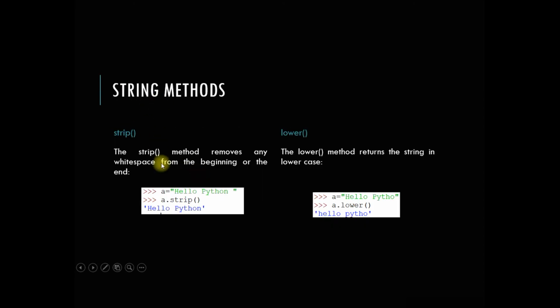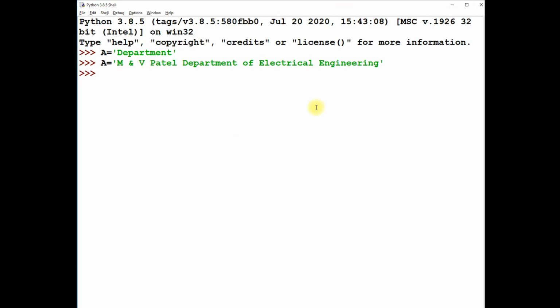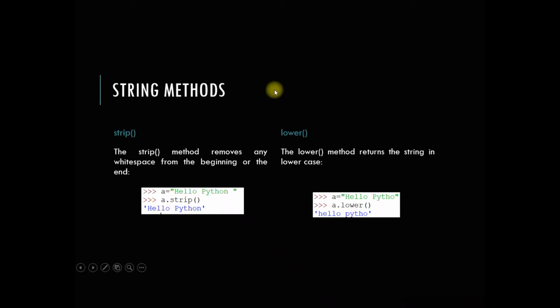So I can do various things on this string. How to do that? Using a method. Suppose you want to split the string. So you can use a split command. The split command removes any white space from the beginning and the end.